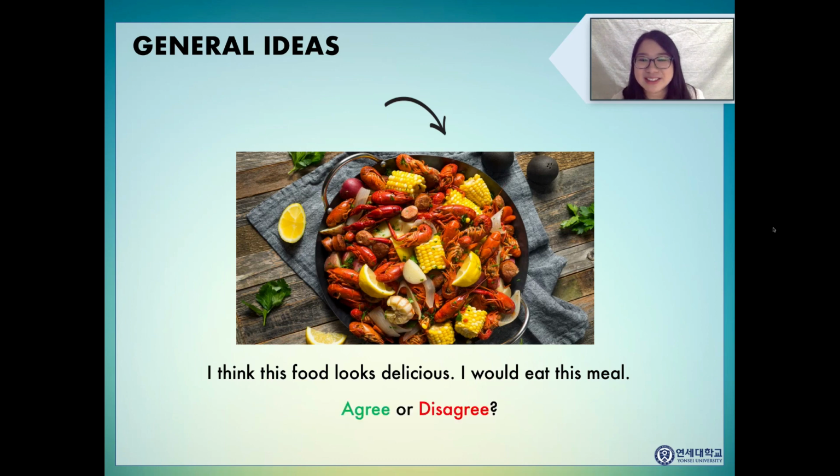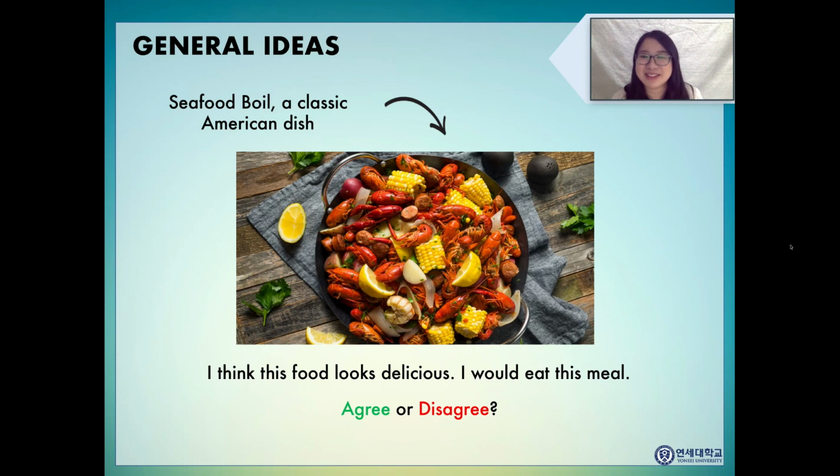This meal is a traditional American dish called a seafood boil. Especially in New Orleans, you might see a meal like this. These are almost like very small lobsters. Sometimes people keep them as a pet, but in America, we eat them, and they're really delicious. So, agree or disagree? Would you eat this meal?